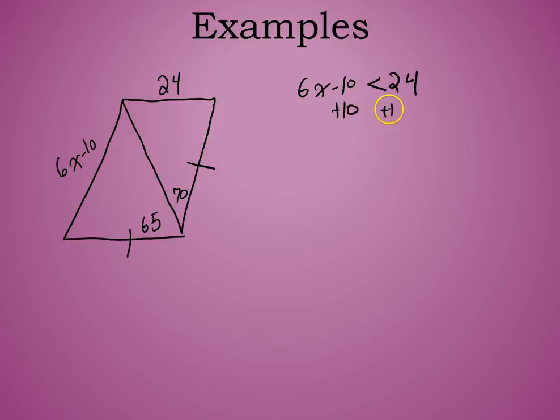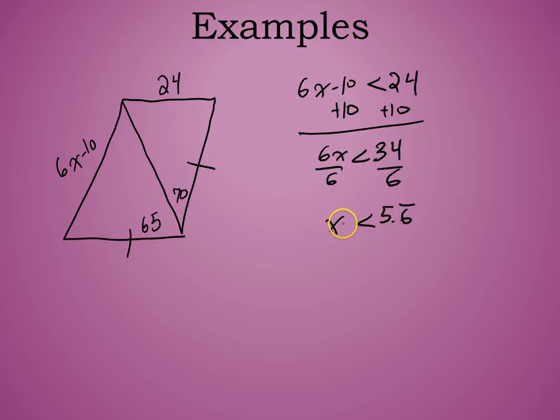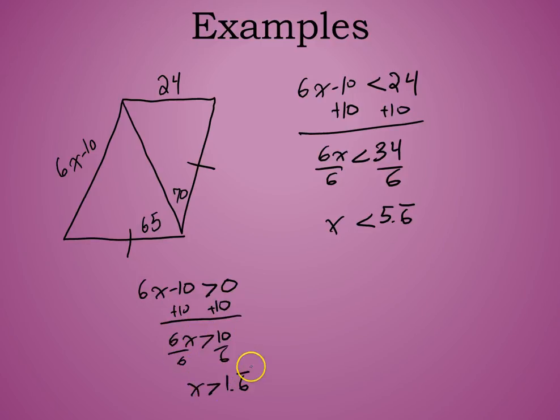So I add 10 to both sides. 6x is less than 34. I divide by 6. X is going to be less than 5.6 repeating. Now, since we're dealing with sides, there is a lower limit to this side value. 6x minus 10 must be greater than 0. So we have to add 10 to both sides. 6x is greater than 10. Divide by 6. X is greater than 1.6 repeating. So our x values will fall between 1.6 repeating and 5.6 repeating.